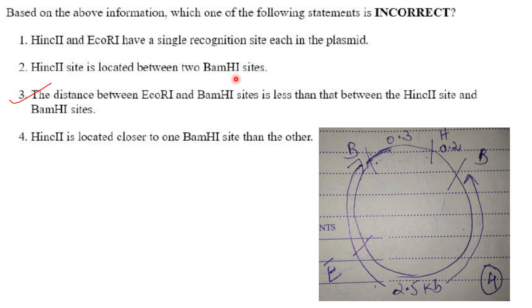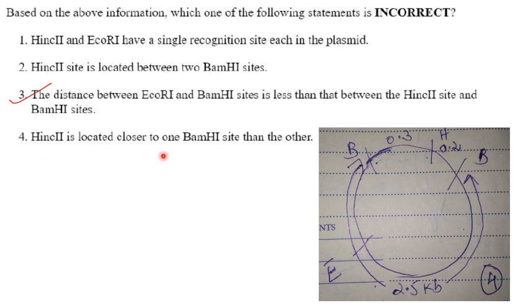Hinc 2 site is located between two BamH1 sites. That is also correct. The distance between EcoR1 and BamH1 site is less than that between Hinc 2 site and BamH1. So the distance between Hinc 2 and BamH1 is actually lesser than between EcoR1 and BamH1 site. The EcoR1 to BamH1 distance is more. So what they have told is exact opposite of the correct statement. So statement 3 is not correct.